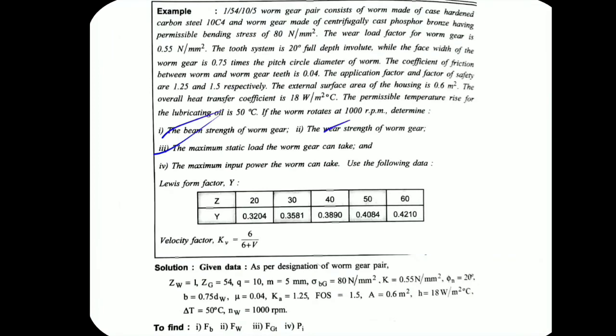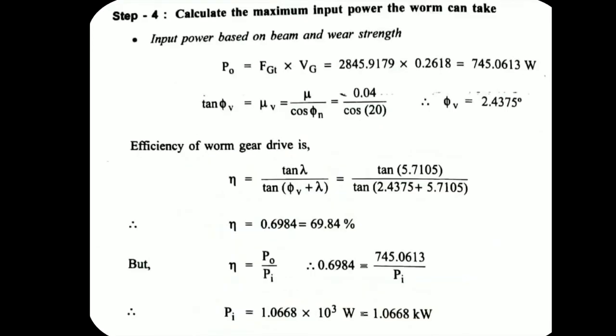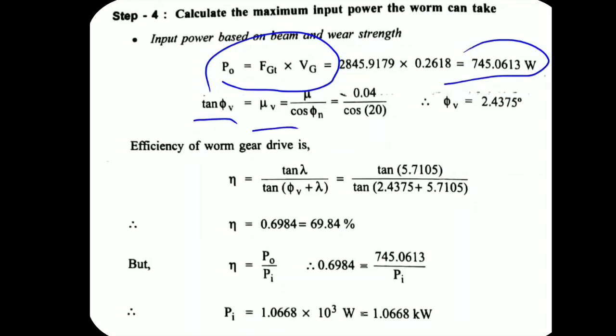Third, first, second, third. The fourth one is to calculate input power. Okay, go for the input power. Now for calculating input power, we know in case of the gear FGT is equal to PO by VG. Therefore PO is the output power, 745 watt, correct. We require the input, so please remember what they have asked. tan of φv is μv, μ by cos of φn. So we know all the values. So the friction angle is 2.43 degree.